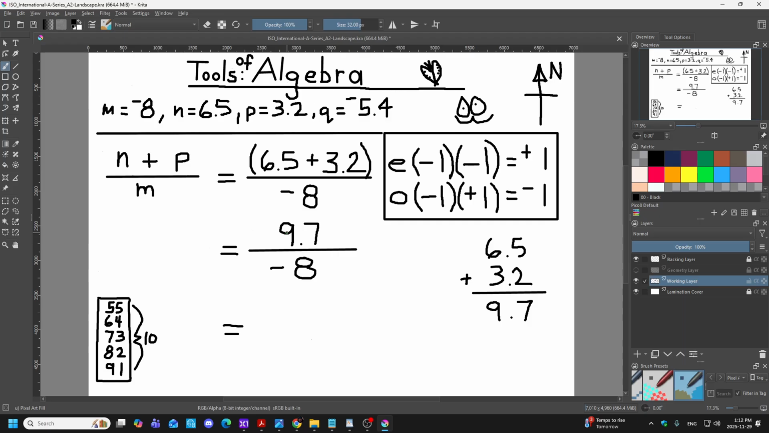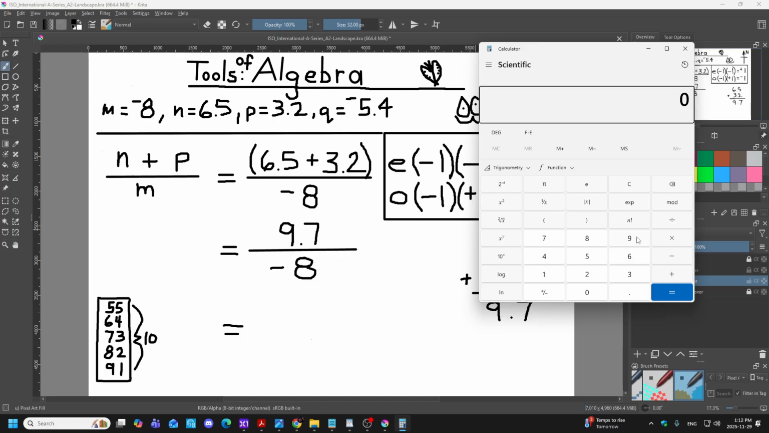Again, we have a decimal value. Fractions don't have decimal values, right? So we have to do the math. I could do the long work, but I want to try to save some time here and shorten the videos and also get more done or completed. More examples for you. 1.21.